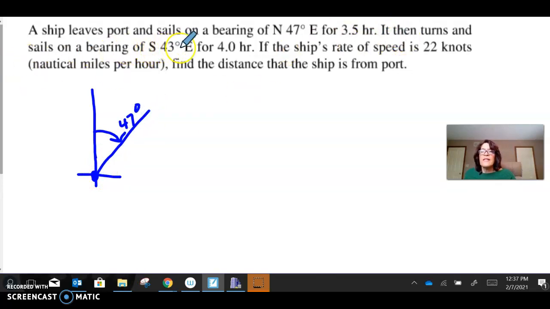It then turns and sails south. Let's just say I was here. I don't know where I was. But now I'm going to go south 43 degrees east. So I was here. I'm using south as my place to start, and then I'm going to open 43 degrees east, towards the right. East is towards the right. So 47, and 43.